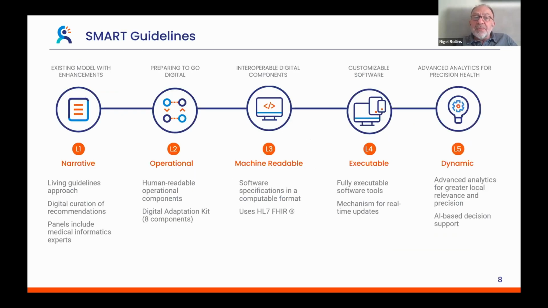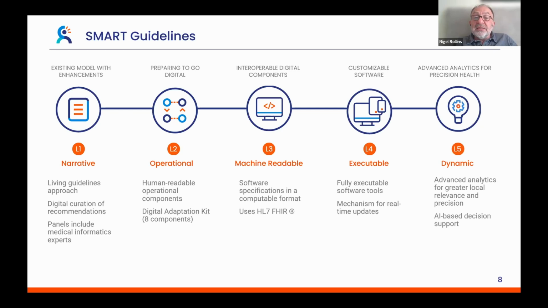This is the same layer 1, 2, 3, 4, 5 that Gillian was referring to. Layer 1 is the narrative guideline, that is the paper-based recommendations, things like IMCI. Layer 2 is when these are taken into business flows, and we'll see some examples in a moment.